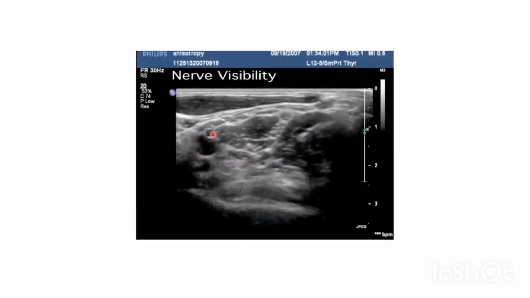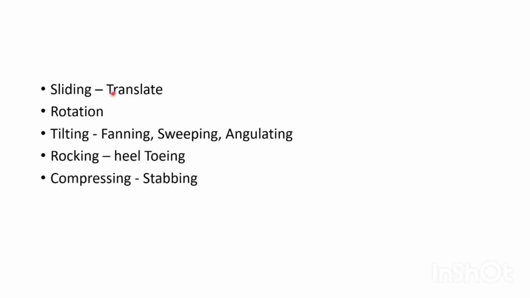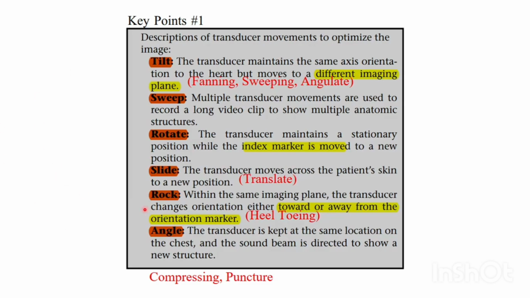So in the next slide, these are the various movements of the probe, that is sliding, or otherwise called translate. Rotation, you know what rotation is. Then tilting, otherwise called fanning, sweeping, angulating, all means the same thing. Rocking, or otherwise called heel toeing. Compressing, or otherwise called stabbing. So these are the important probe movements.